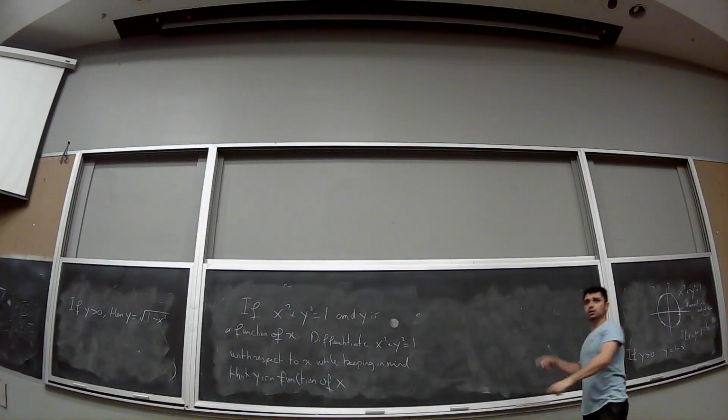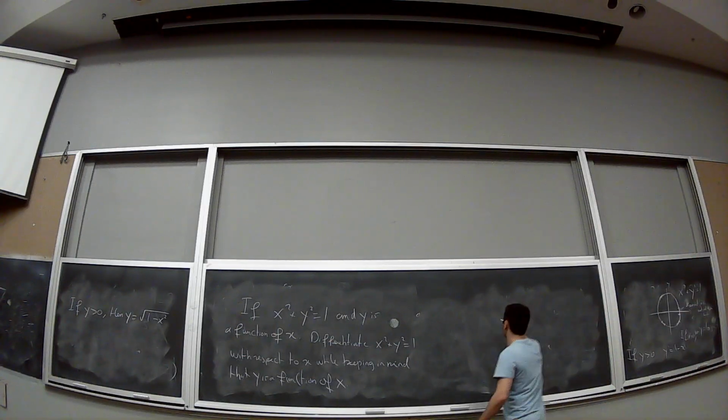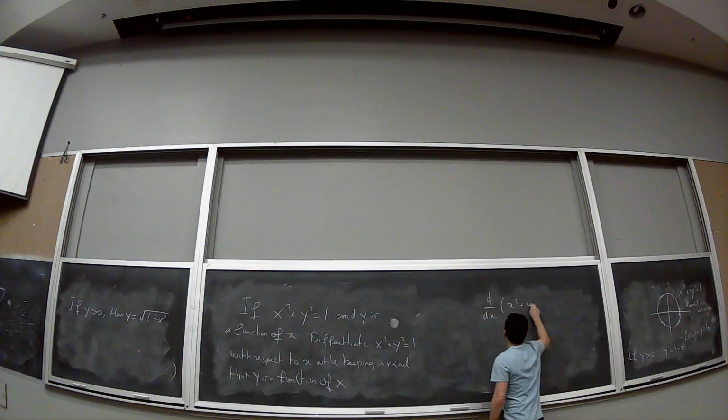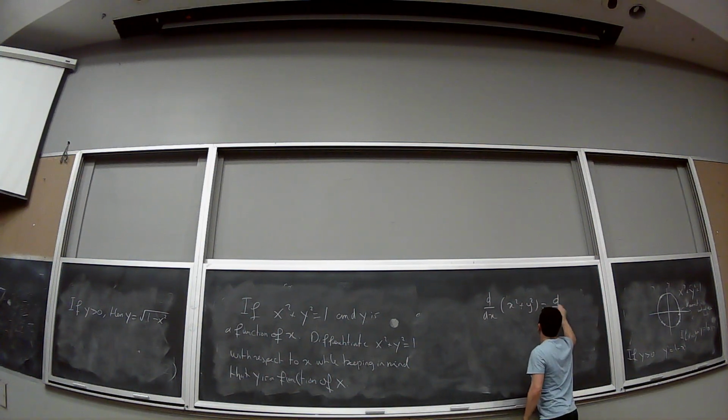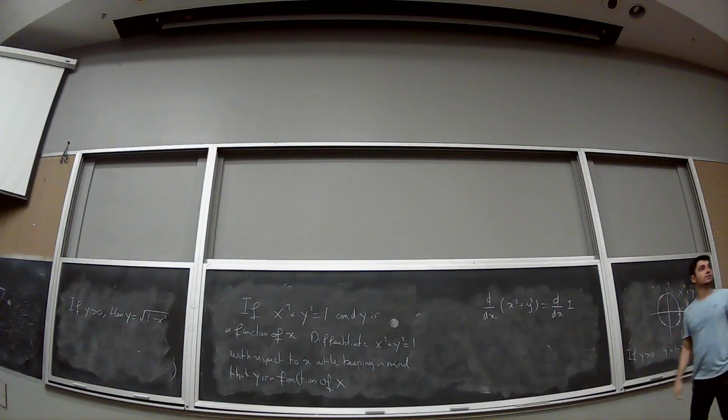So, what's the derivative of x squared with respect to x? Everybody? You're differentiating everything with respect to x now. D by dx of both sides. What's the derivative of x squared with respect to x? This should be very easy. 2x, right?